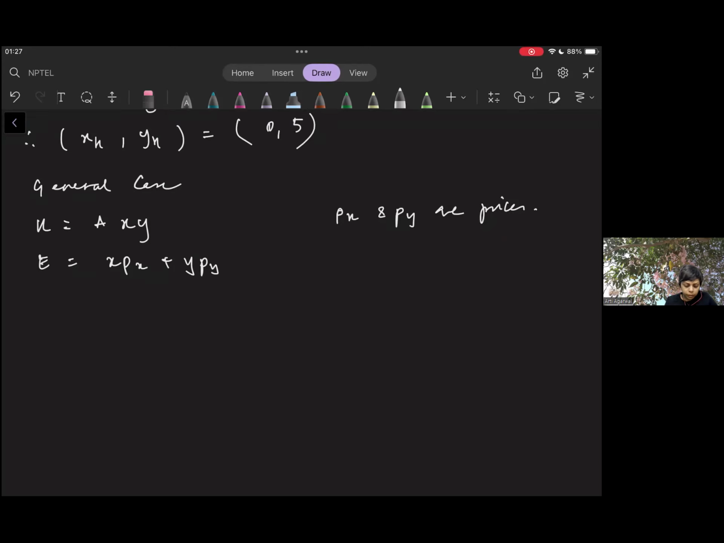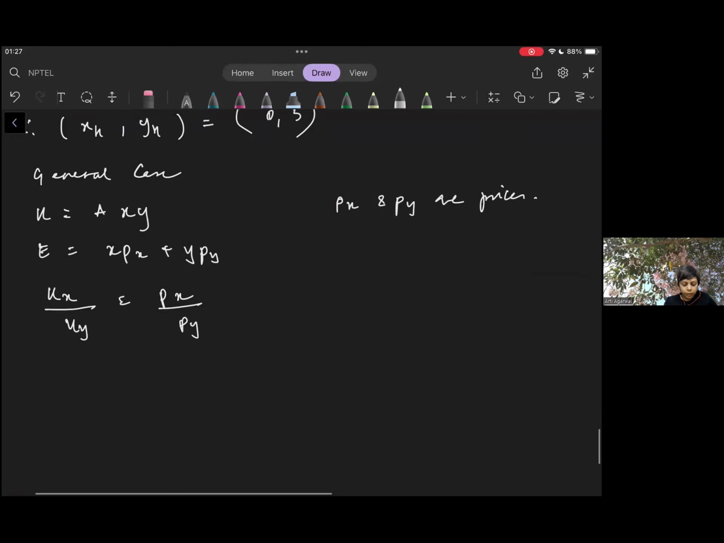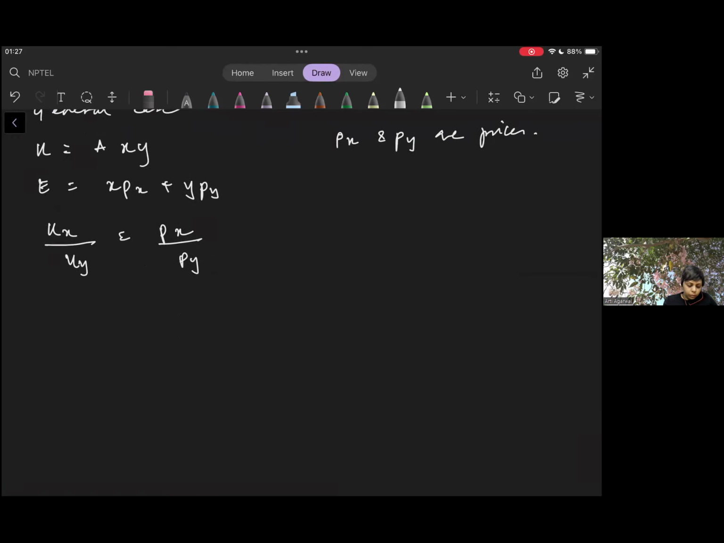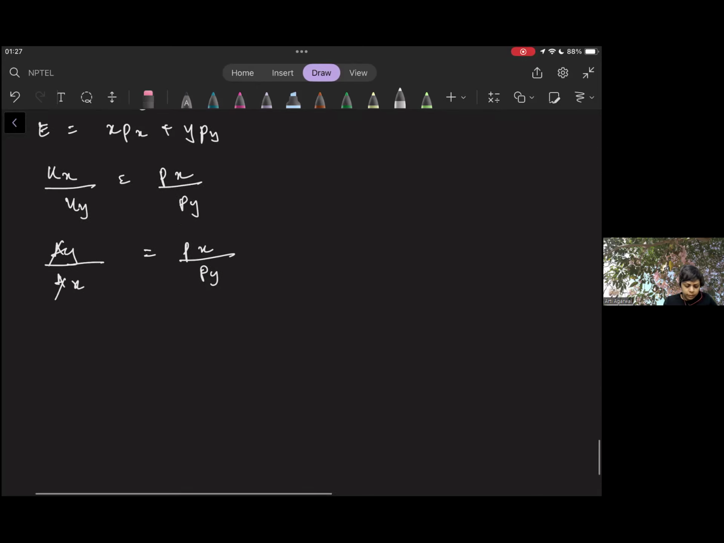Now we can do the same thing. Actually, I'd taken this function, but by mistake, I started with the perfect substitutes case. Okay, so we do the same thing. Ux by uy is equal to px by py. I've removed the negative sign from both sides. So ux is nothing but ay, uy is nothing but ax, so equal to px by py. A gets cancelled. We can say y py is equal to x px.